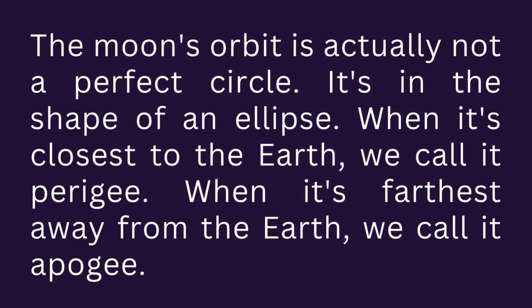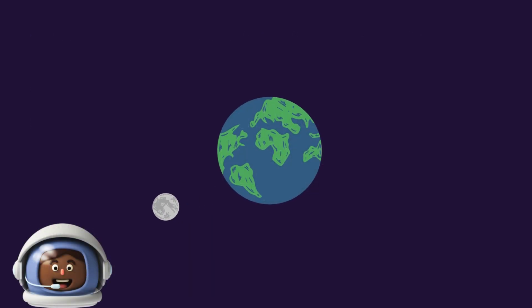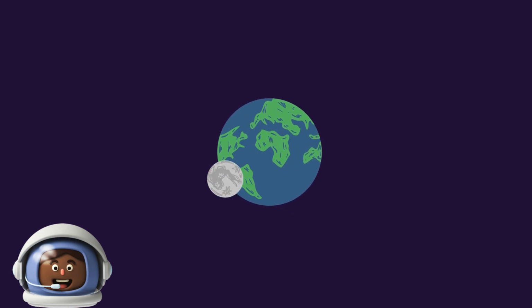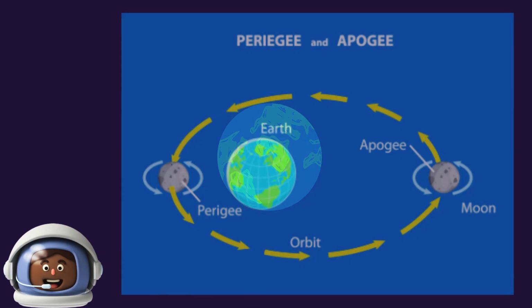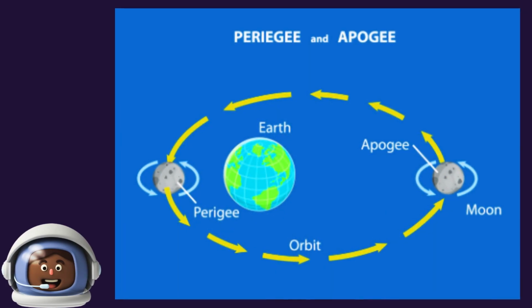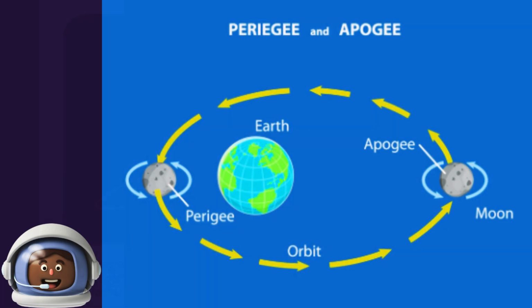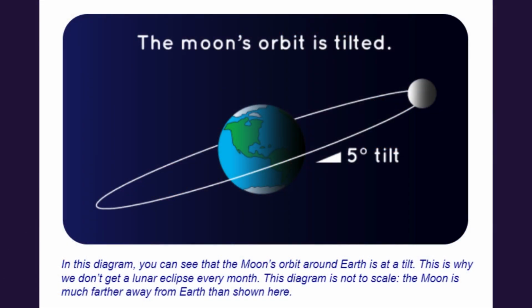Do you know the moon's orbit is actually not a perfect circle? It's in the shape of an ellipse. When it's closest to the Earth, we call it perigee. And when it's furthest away from the Earth, we call it apogee. In this diagram you can see that the moon's orbit around the Earth is at a tilt of 5 degrees. This is why we do not get a lunar eclipse every month.